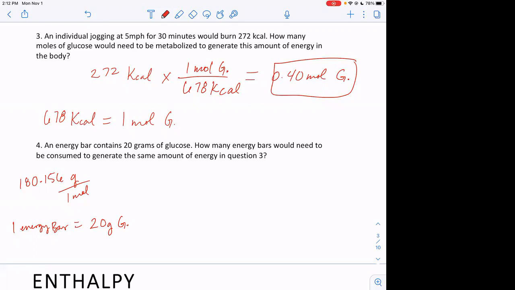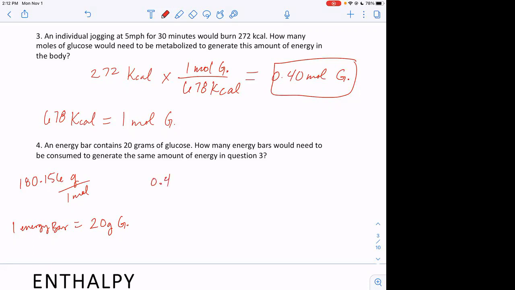The 272 kcal. If we need to produce this amount, we don't get glucose in our body unless we eat food that gives us glucose, okay? So how many energy bars would we need to eat to generate this amount of energy in the body? Well, we know that much energy is already related to 0.4 moles of glucose. So what can we do here? Start with the 0.4 moles, okay? We've already done a step of this problem up here in part 3. We've already related that to that. So start with this.